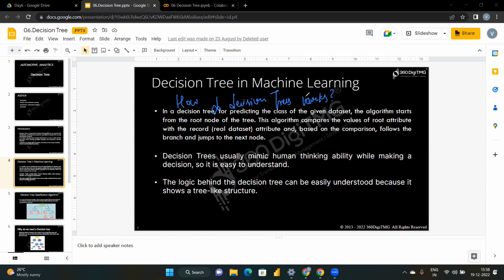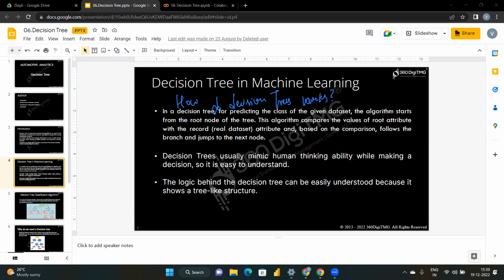Okay, guys. So the decision tree always works with strategic splits, which heavily affects the accuracy. The decision tree criteria are different for classification and regression trees. Okay. Decision tree uses multiple algorithms. It's going to decide to split a node into two or more subnodes.